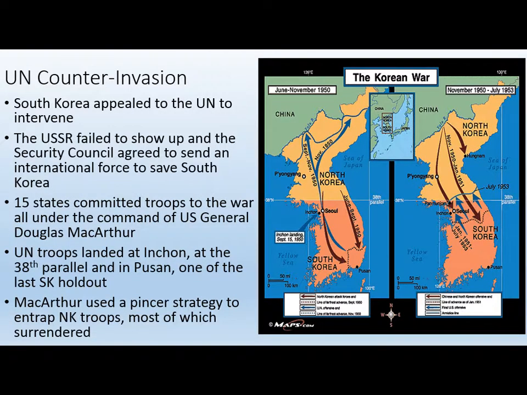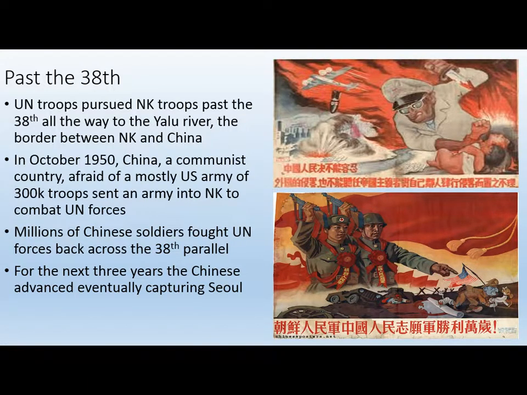So let's go back and look at our slide. This is the Yalu River right here. As we can see, it's the border between North Korea and China. This is going to scare China. Remember, China is a communist country just like North Korea. October 1950, China, afraid of the 300,000 strong UN force led by the United States, is going to declare war on this UN force. They send soldiers across the river, and they start pushing the UN forces back. Millions and millions of Chinese soldiers are going to fight UN forces back across the 38th parallel. And for the next 3 years, the Chinese advance and eventually capture Seoul, the new capital of South Korea.